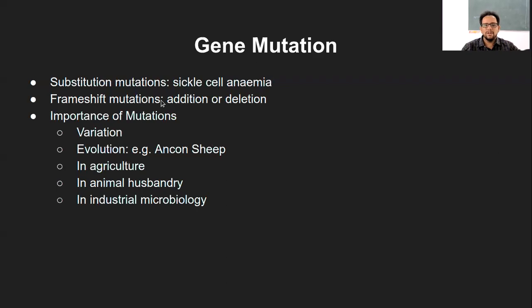Frame shift mutation: again the codon has a certain frame, so 3 3 3 3, and if you remove one by addition or deletion, like you add one or you remove one, that will change the codon frames, and that is what is frame shift mutation. And ultimately what you get in terms of protein sequence after this frame shift mutation might be non-functional proteins altogether.